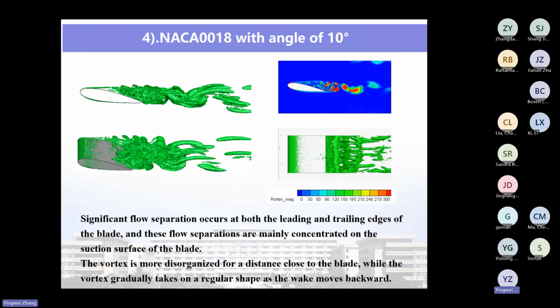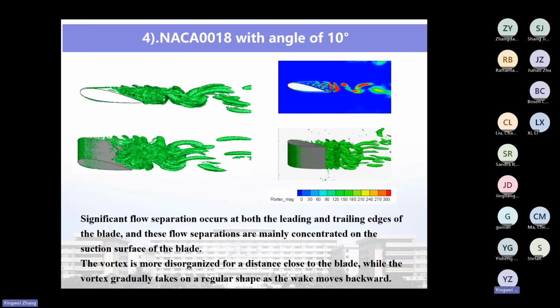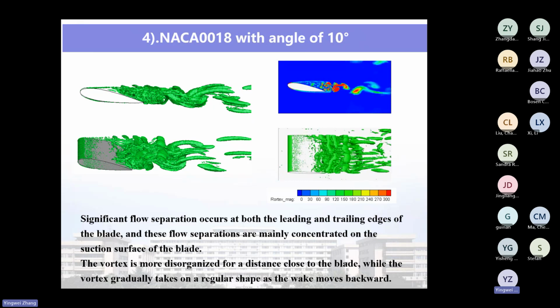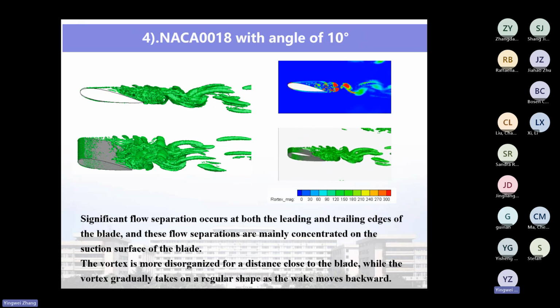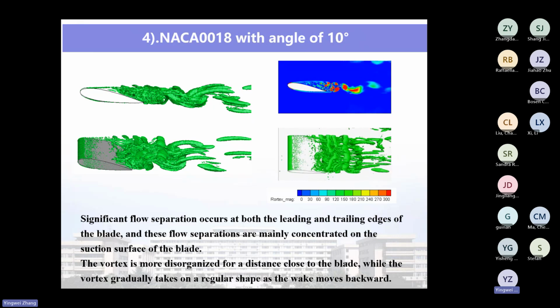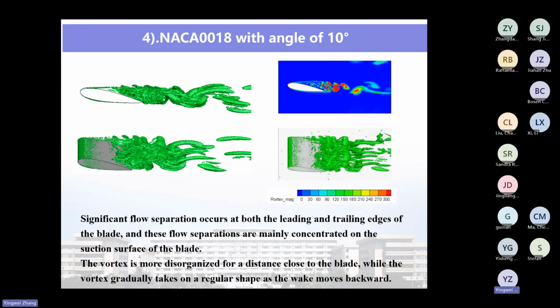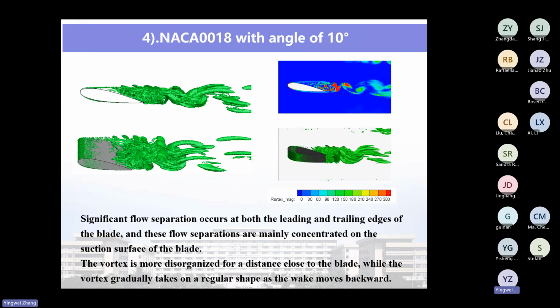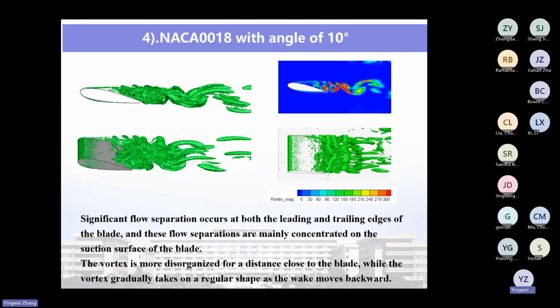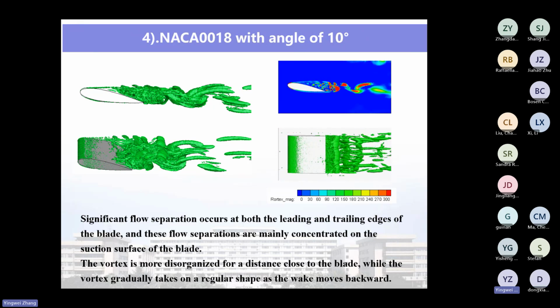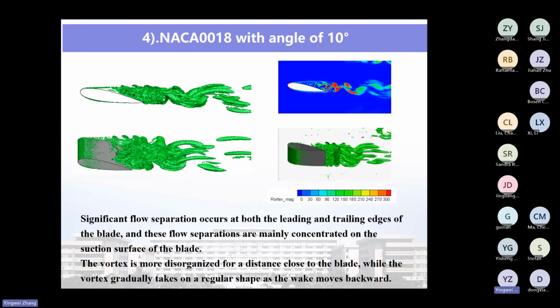Due to the increase in the angle of attack, the flow separation on the blade surface becomes more pronounced. A significant flow variation occurs at both the leading and the trailing edge of the blade. And this flow variation is mainly concentrated on the suction surface of the blade, while the pressure surface is almost absent. In addition, the vortex is more disorganized at a distance close to the blade, while the vortex gradually takes on a regular shape as the wake moves backwards.